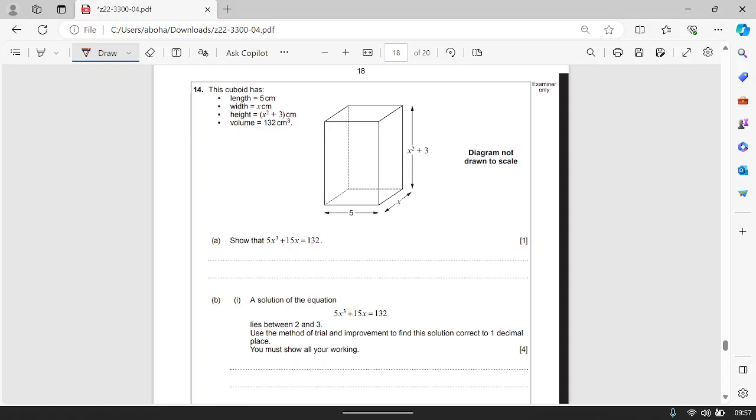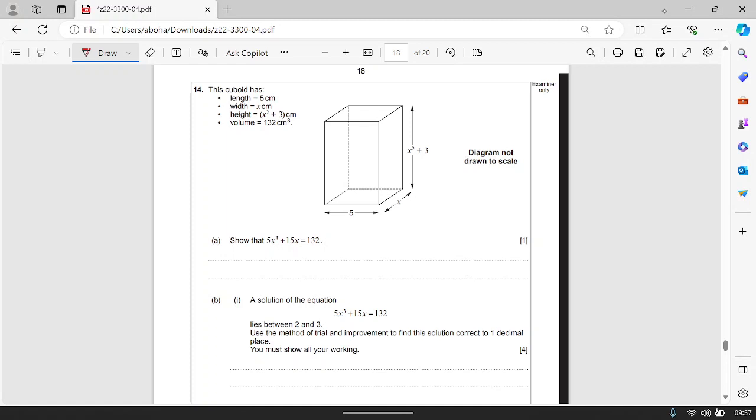Okay, so 14 quickly. The cuboid has a length of 5, a width of x, and a height of x squared plus 3. Yeah, okay. So these show that questions.